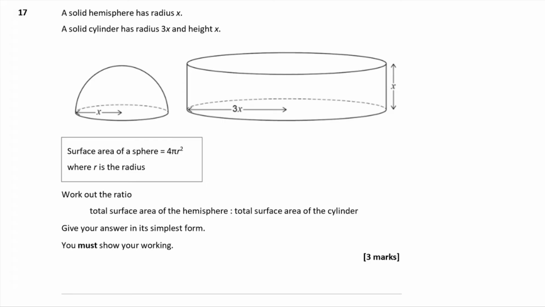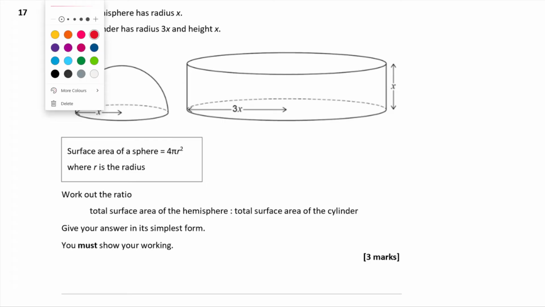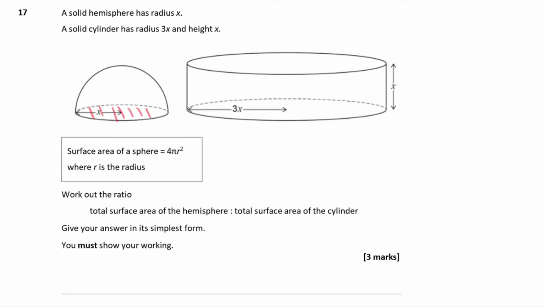The hemisphere is actually made up of 2 faces, isn't it? It's got the flat face along the bottom. So this face here, it's a circular face. And then it's got the surface area of the sphere part, this bit up here, the roundy, curvy bit. Now we've got a formula for the surface area of a sphere here, but this isn't a sphere, it's a hemisphere. So the surface area of a hemisphere is going to be half the surface area of a sphere. So this curvy bit is going to have an area of 4 pi r squared over 2 then, isn't it?